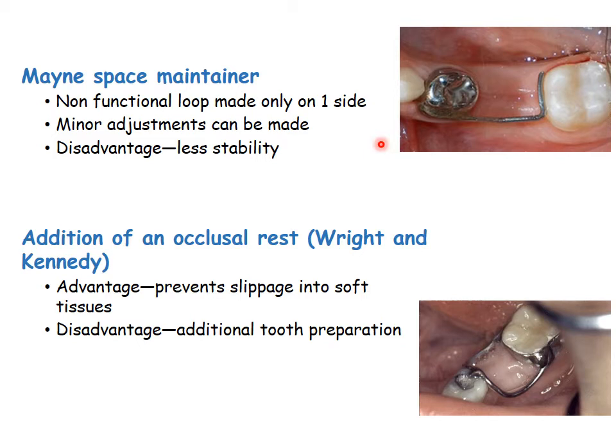The addition of an occlusal rest is another type of modification given by Wright and Kennedy, in which an occlusal rest is prepared on the adjacent teeth. The advantage of this is that it prevents the slippage of the band around the tooth into the soft tissue, but the disadvantage is that additional tooth preparation is required for the adjacent teeth.